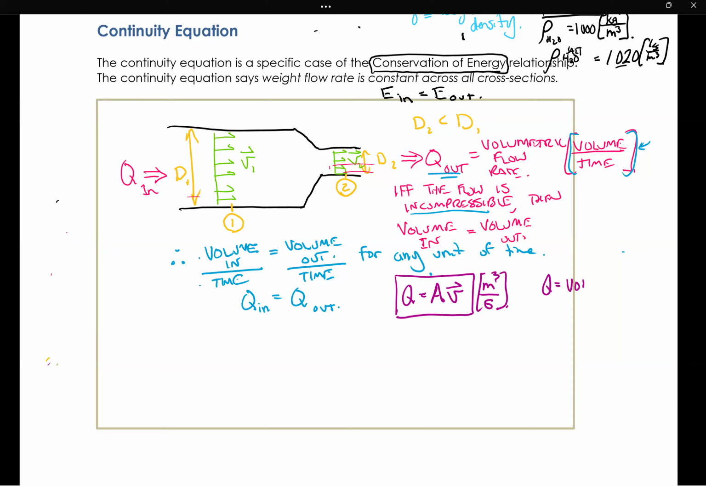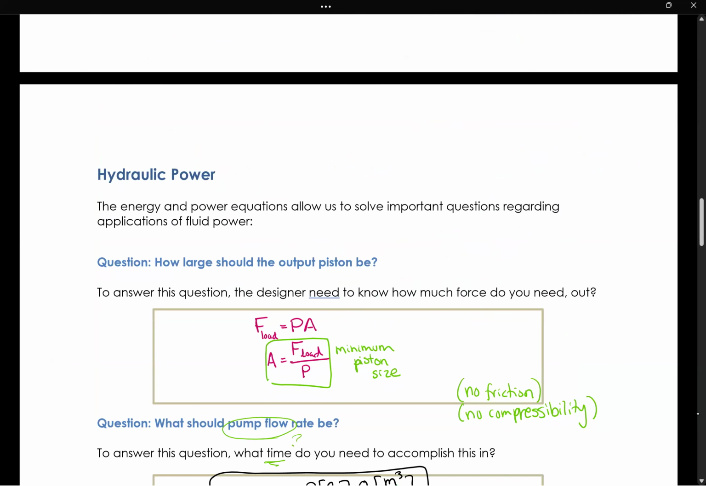volume over time, and volume is area times distance. Here's the cross-sectional area, area A, times the distance that it traveled. Now this is my volume. So volume is area times distance.